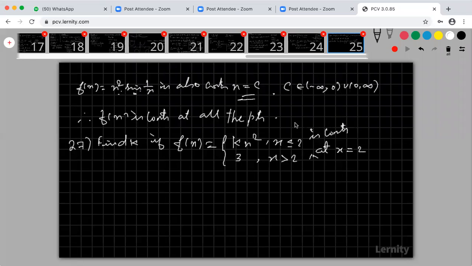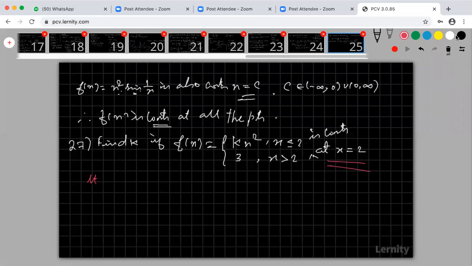Look at the previous problem. In the previous problem, we were discussing continuity: whether f of x is continuous or discontinuous, at which point it is continuous and at which point it is discontinuous. But here in this problem, f of x is continuous at a particular point, x is equal to 2, which is given. We have to find the value of k. What is the definition of continuity at a point?